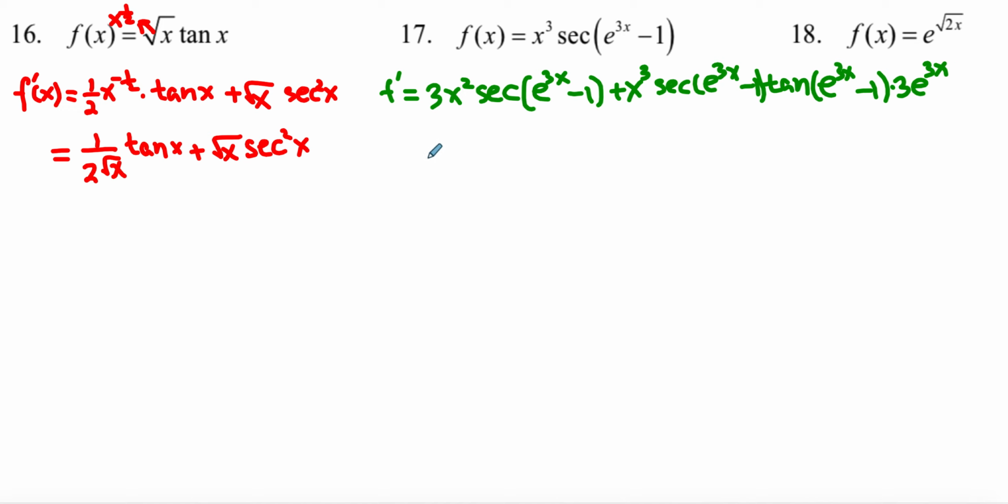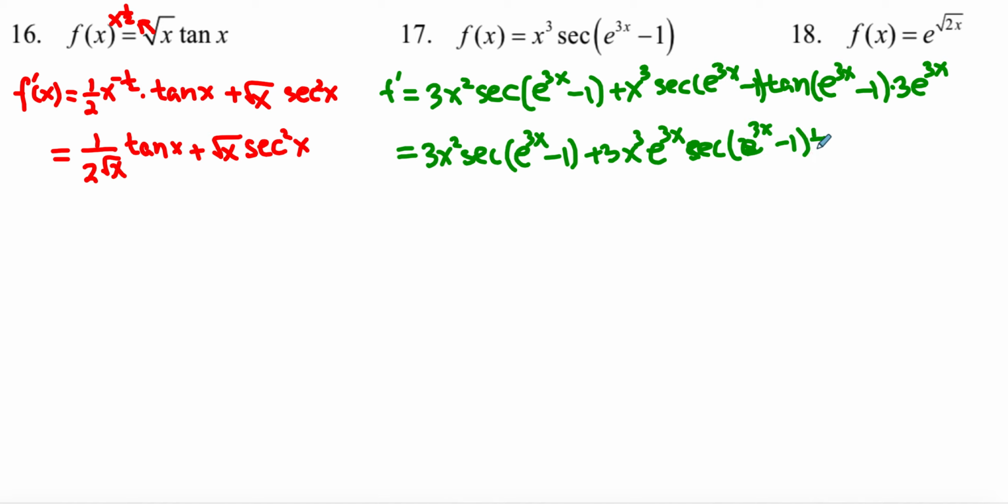Now if you have to clean this one up, we'll end up getting 3x squared secant of e to the 3x minus 1, plus, so we have x cubed and then 3 e to the 3x, so we get 3 x cubed e to the 3x times secant of e to the 3x minus 1 times tangent of e to the 3x minus 1. Pretty long, but that's basically what it would have been.